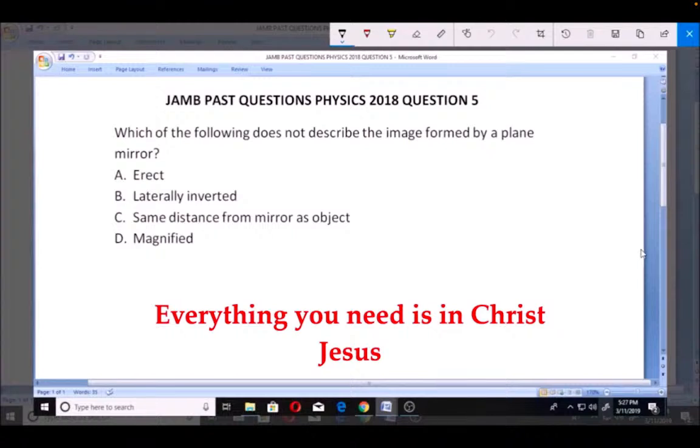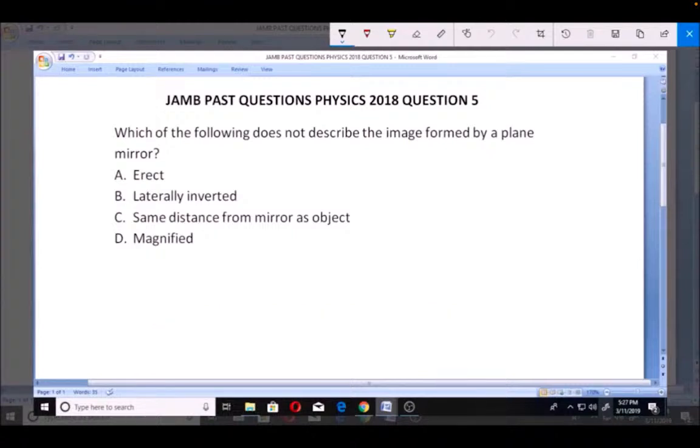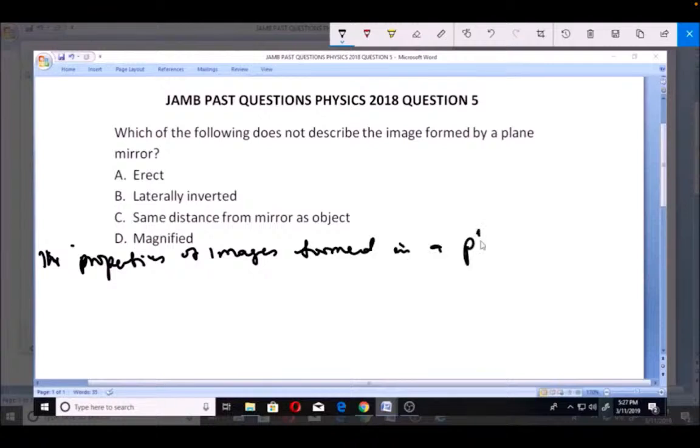Now, for us to appreciate this question very well, we need to look at the properties of images formed in a plane mirror. So we need to know this. If we know these properties, then it will be easier for us to identify the answer. Now, we look at the properties of images formed in a plane mirror, so that we can identify from the options that we have here the one that is not there.